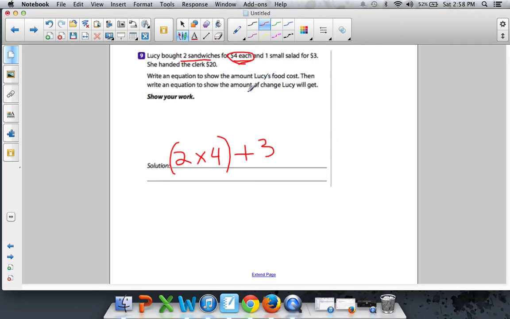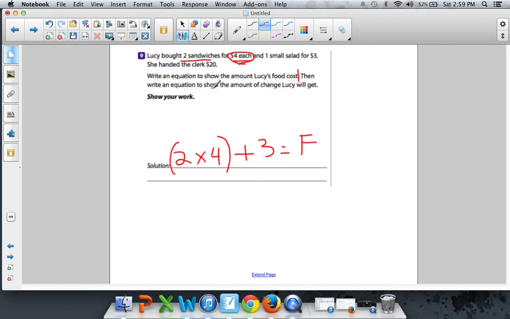Write an equation to show the amount Lucy's food cost. We did that already. That's this right here. So 2 times 4 plus 3 is going to equal how much the food cost. And I put an F for that. F for food. That's only part 1.